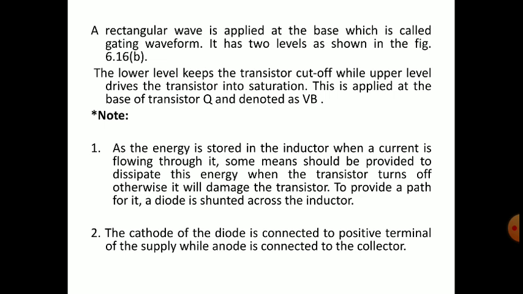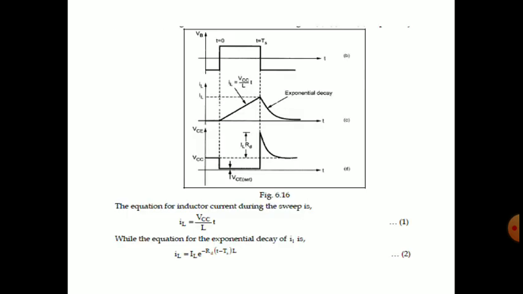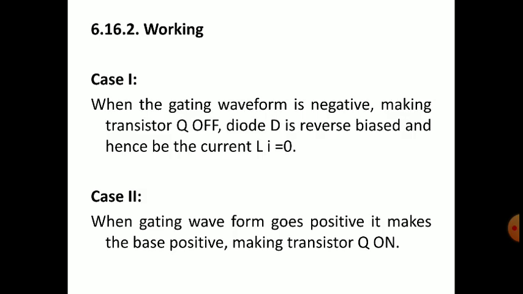The cathode of the diode is connected to the positive terminal of the supply, while the anode is connected to the collector. From the figure you can see in working case one, when the gating waveform is negative, the rectangular waveform has two levels, right? The lower level is below the x-axis, that is a negative value, and the higher level is above the x-axis, a positive value.